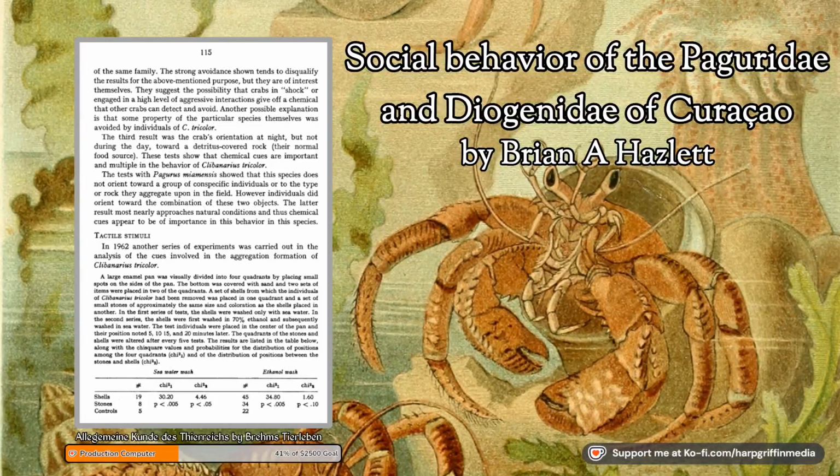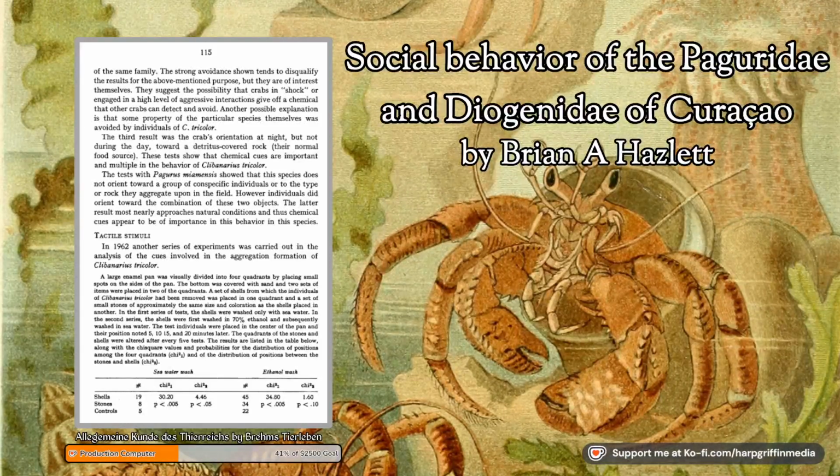A set of shells from which the individuals of Clibinarius tricolor had been removed was placed in 1 quadrant, and a set of small stones of approximately the same size and coloration as the shells placed in another. In the first series of tests, the shells were washed only with seawater. In the second series, the shells were first washed in 70% ethanol and subsequently washed in seawater.